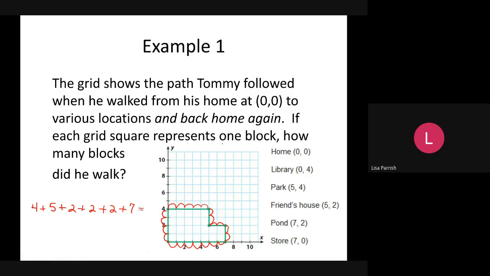So now you just want to add those up. 4 plus 5 is 9. 9 plus 2 is 11. 11 plus 2 is 13. 13 plus 2 is 15. And 15 plus 7 is 22 blocks. You want to put your label, blocks, with this because that's what they're asking. So 22 blocks is the perimeter of the area he walked.